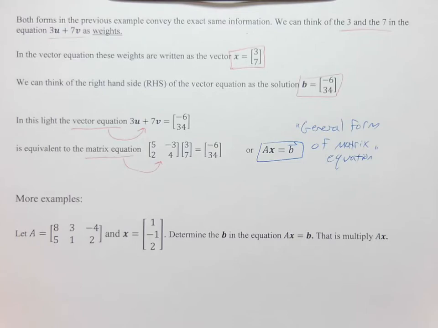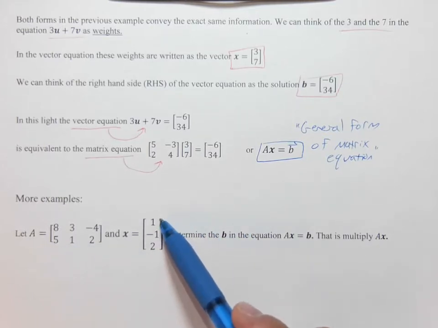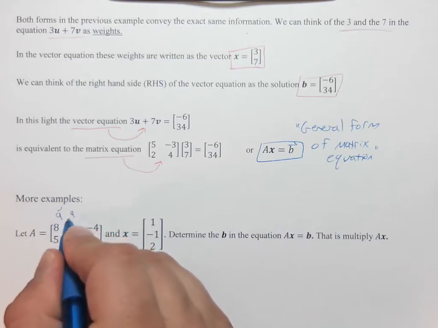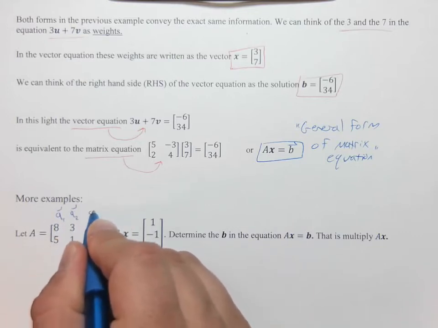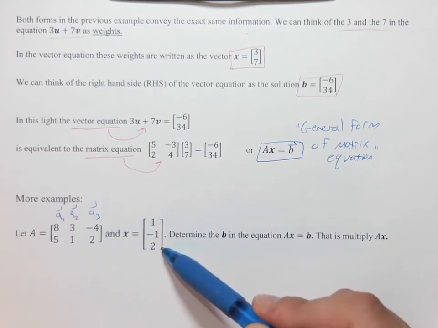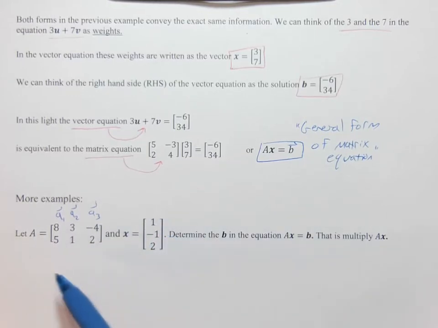I'm just going to do a couple more examples here, and then you'll have an opportunity to try a few on the next page. I'm going to show you a couple that have different dimensions. In this particular one, we've got a matrix A that is 2 rows by 3 columns, and a vector X, which is 3 by 1. Matrix A has 3 columns, a1, a2, a3. X has 3 entries, and so we're able to do the multiplication.